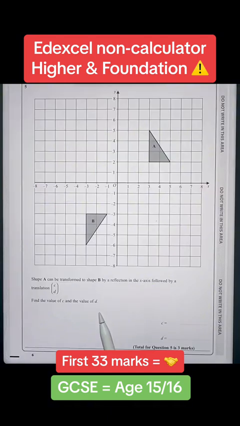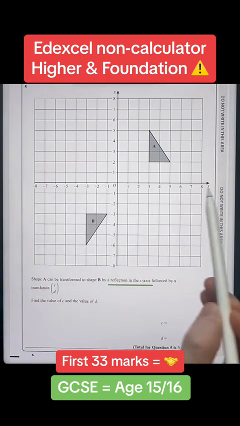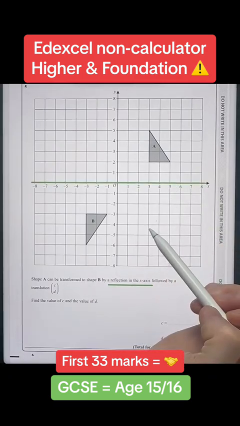Question 5. Shape A can be transformed to shape B by a reflection in the x-axis followed by a translation CD. Find the value of C and the value of D. As we're told, shape A has first been reflected in the x-axis. Well, the x-axis is our horizontal. X goes across. As it's been reflected, it's a mirror image.